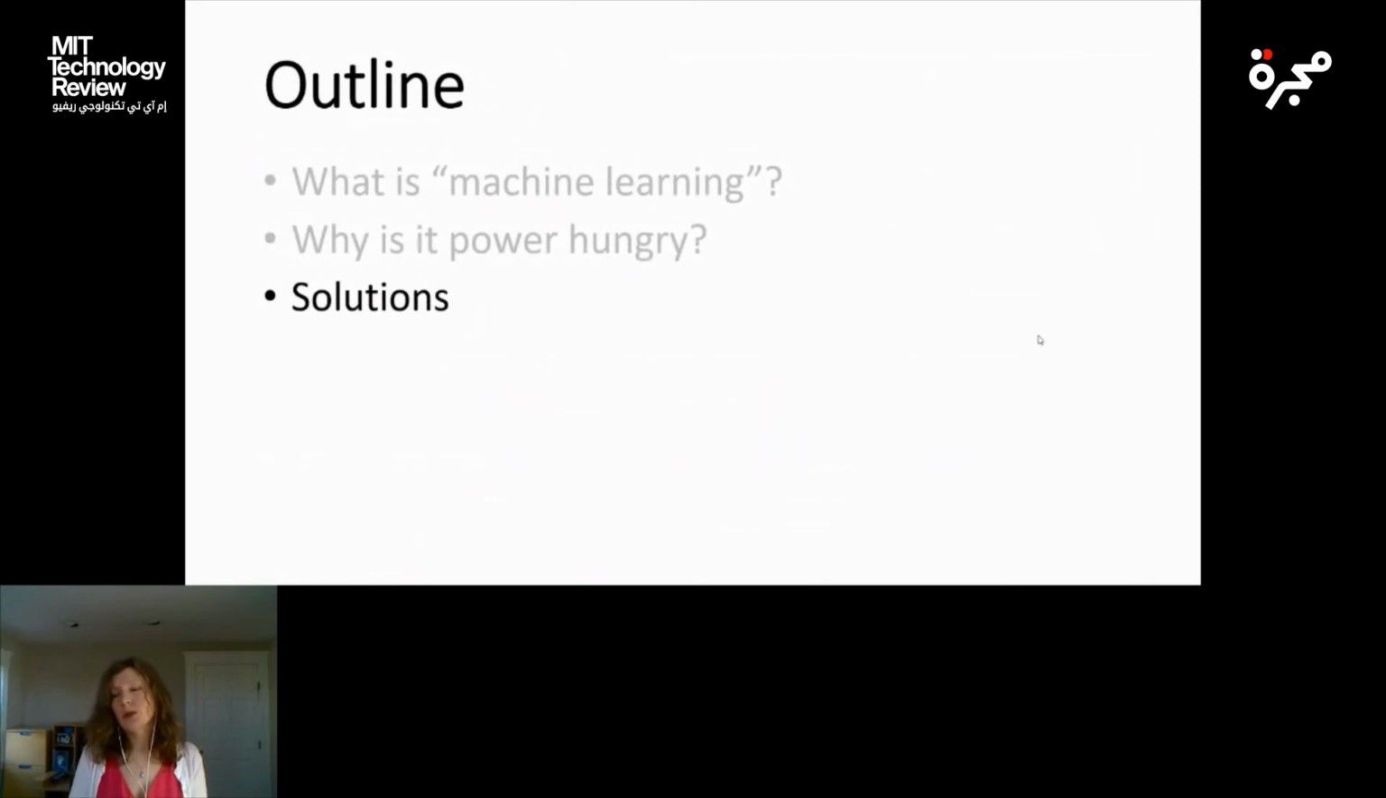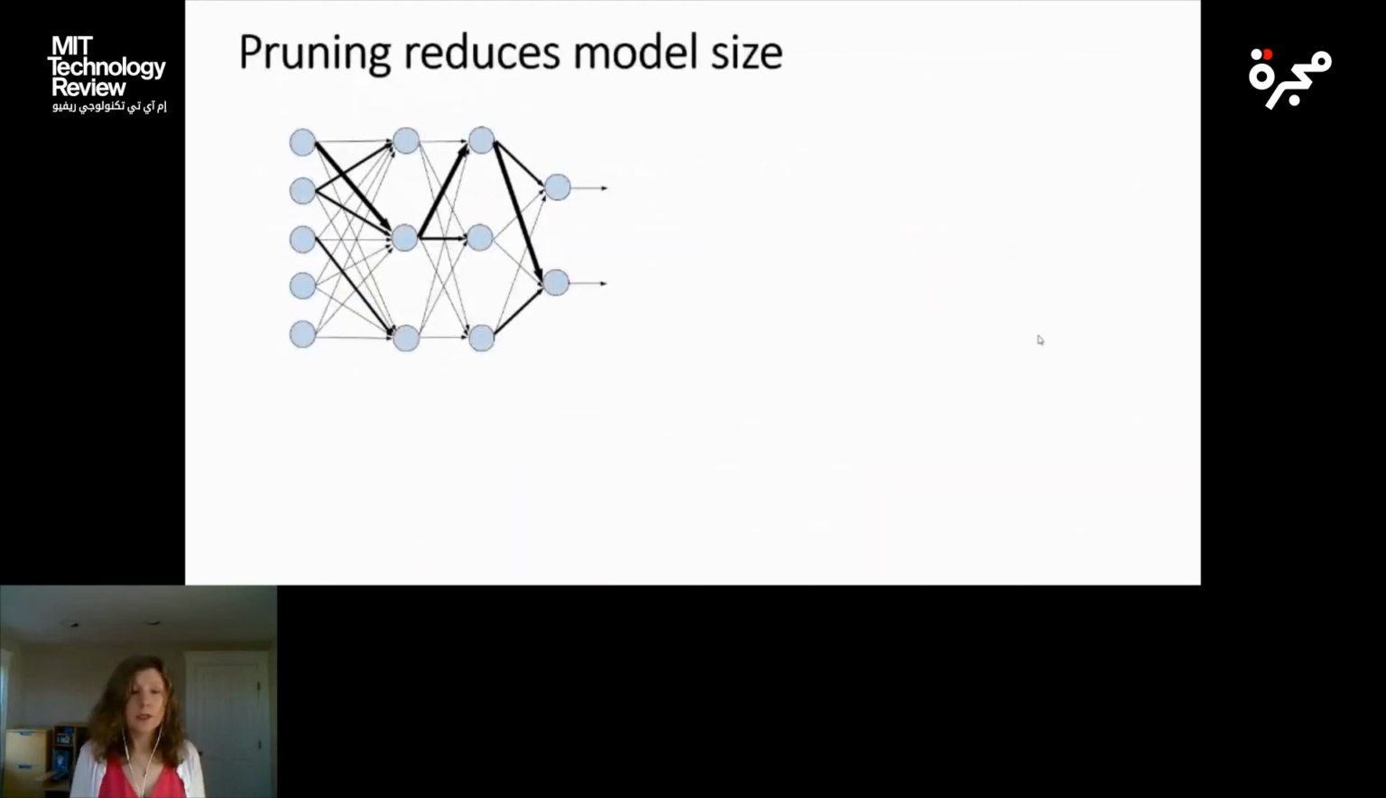Okay, so we've seen that AI models are large and getting larger, and this drives the high power cost of both training and deploying them. What are some solutions that we can make to reduce this energy cost?